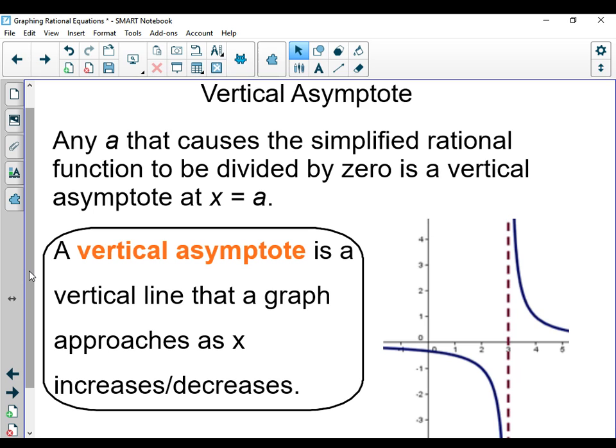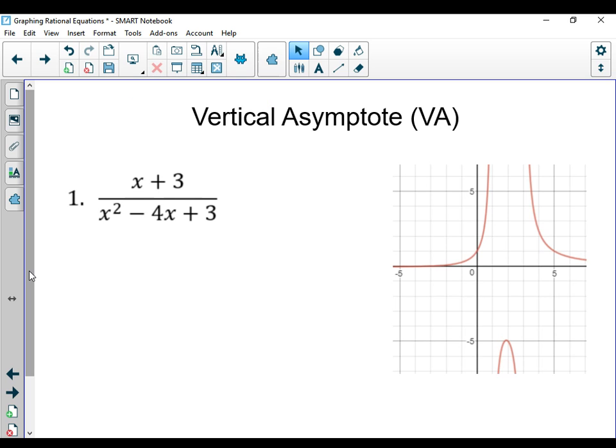First, what I want you to do is factor my denominator, like we've been doing on every single problem. Back to the denominator.